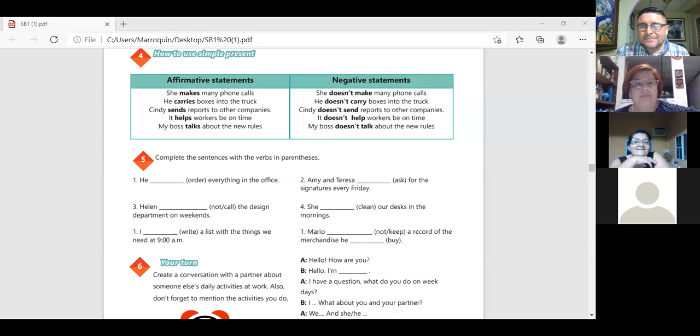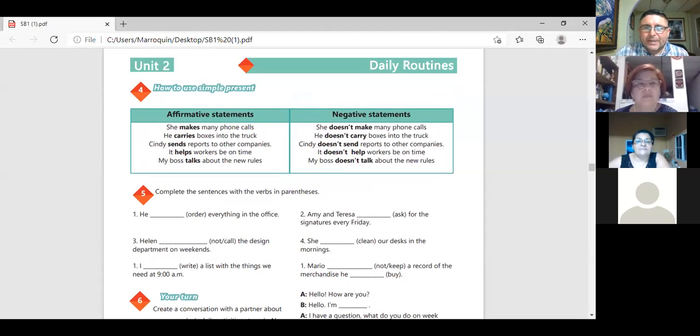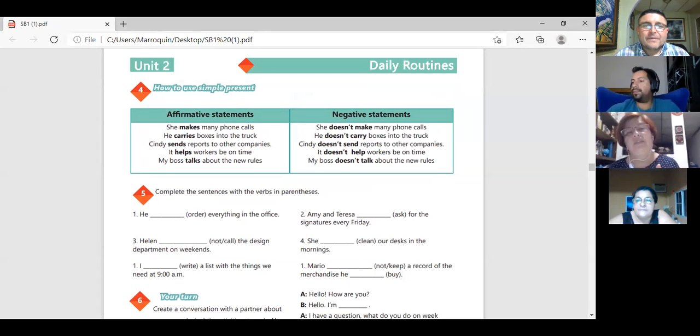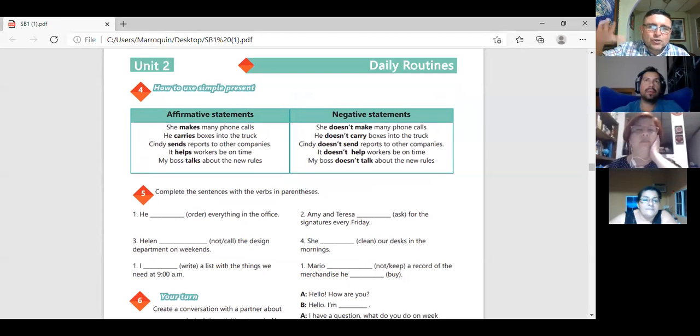Can you see my book? Yes, teacher. Okay. What is the name of the topic? How to use simple present. Exactly. What is on the left side? ¿Qué hay en el lado izquierdo? Affirmative statements. And what is on the right side? Negative statements. Okay. So fíjese bien. Aquí nos están presentando el presente simple con he, she, it. What is the main characteristic about the verb when you're using he, she, it?